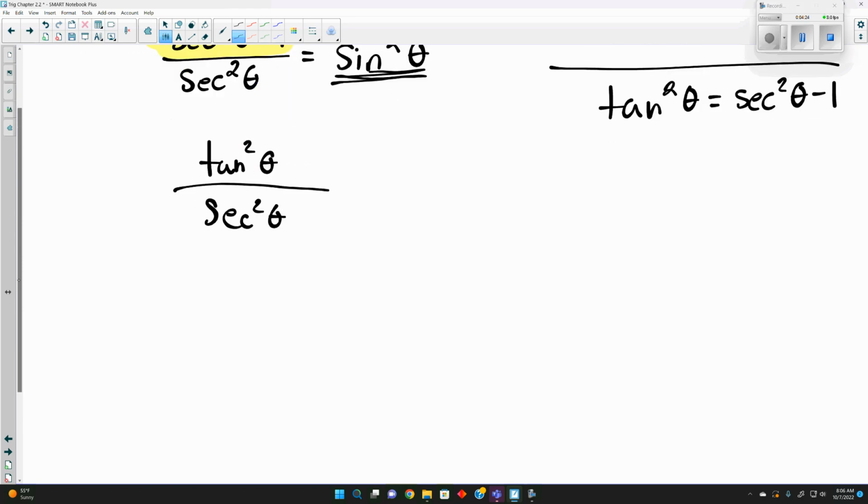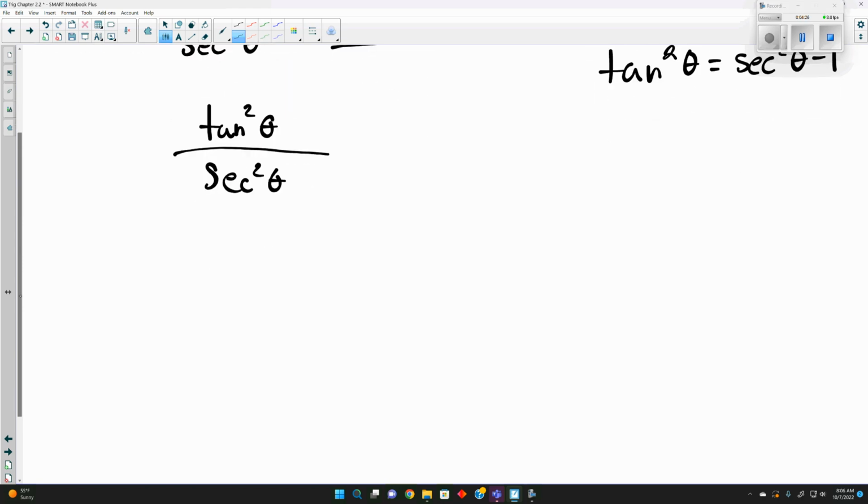Now we could have turned secant squared of theta also into what? Cosine squared of theta, 1 over cosine squared of theta, yes? Or we could have said secant squared of theta is equal to 1 plus tangent squared of theta. Either works. I'm going to do the former and say that this is the same as tangent squared of theta over 1 over cosine squared of theta.